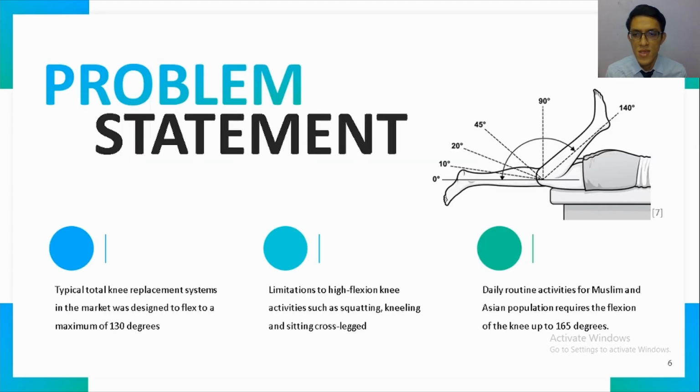Problem statement. Typical total knee replacement systems in the market were designed to flex to a maximum of 130 degrees. It has become a problem for Muslim and Asian populations, who hesitate to do the surgery because of the limitation in knee flexion. Squatting, kneeling and sitting cross-legged are considered very important aspects of daily routine activities for Muslim and Asian populations, for which the flexion can go up to 165 degrees. This is to be used to counter the problem of low flexion in common total knee replacement, together with any conflicting problems that occur in changing and improving the existing design.